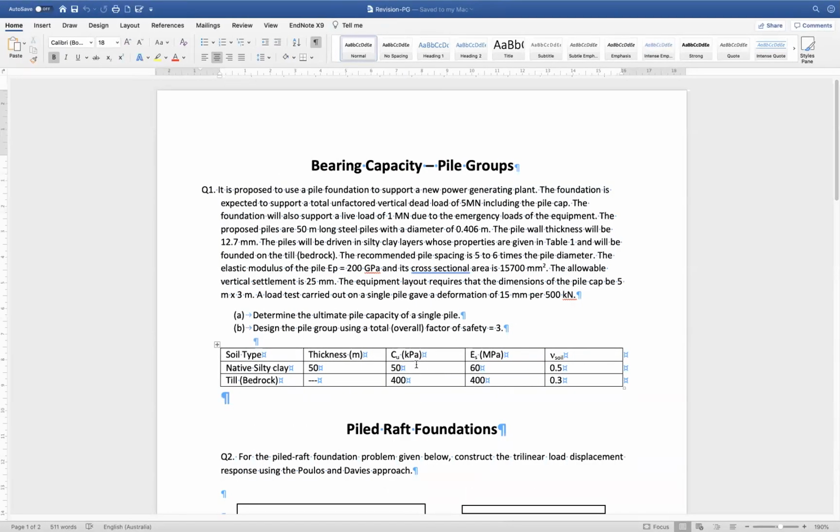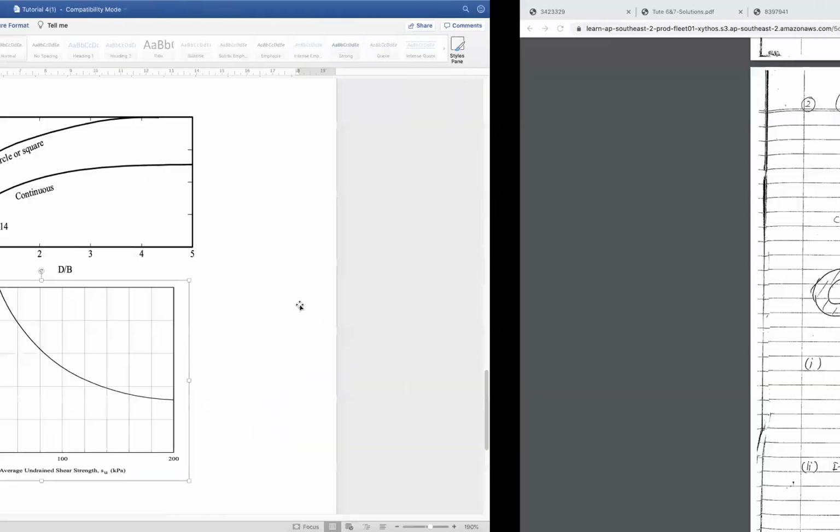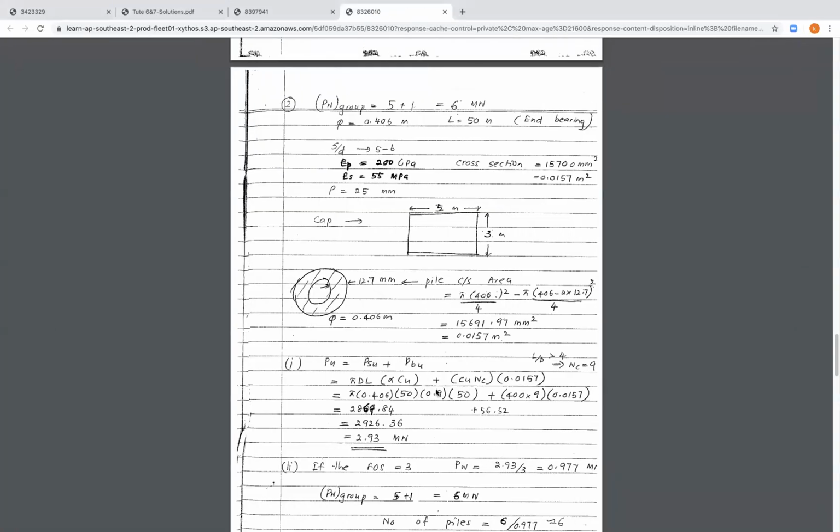We have been given the undrained shear strength for the soil layer as 50 kilopascal. So we need to take that 50 kilopascal and draw a vertical line until we cross the curve here, and read the value of alpha. And the value of alpha will be around 0.9. So we take alpha as 0.9, and we put the value of undrained shear strength as 50. So that's the bearing capacity due to the shaft resistance.